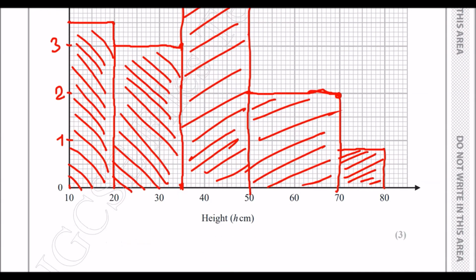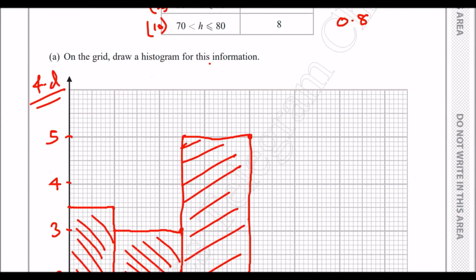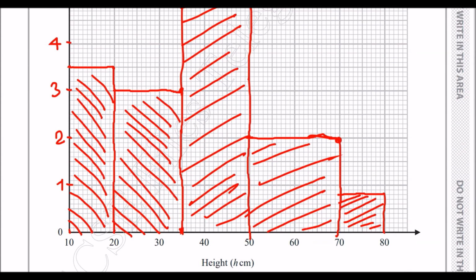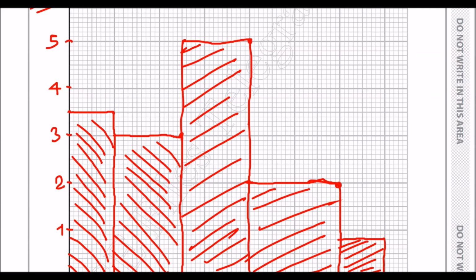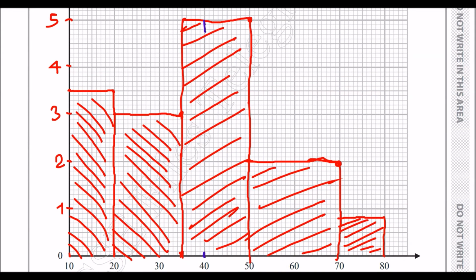Okay, now let's move on to the next part. So B, work out an estimate for the number of these plants with a height greater than 40. Okay, so not too terrible. So let's look at the histograms where it's bigger than 40. So greater than 40 means the height mark is here. So we just care about the histogram. So we just want something bigger than 40. So let's shade in this part.